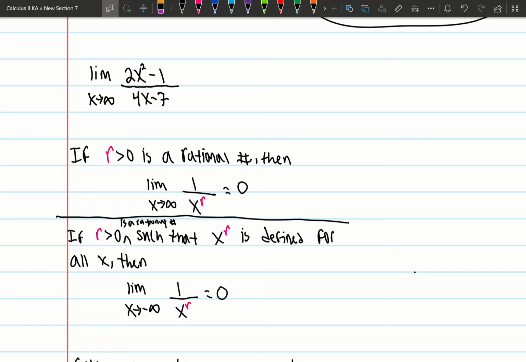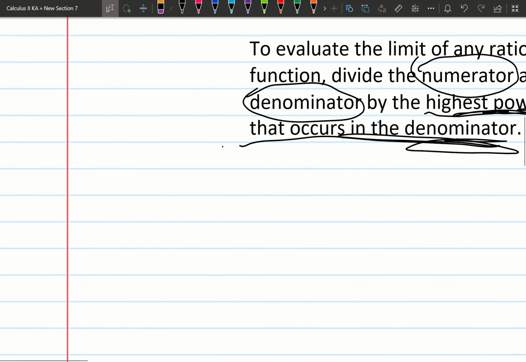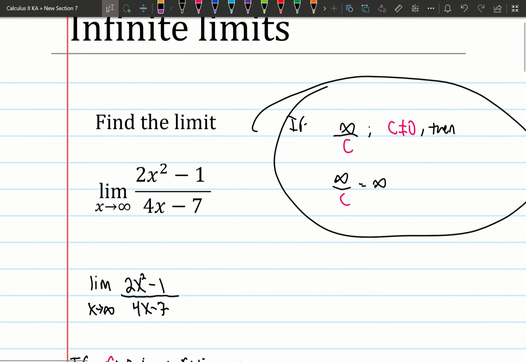And then it says if r is greater than 0 is a rational number such that x to the r is defined for all x, then the limit as x approaches negative infinity of 1 over x to the r is also equal to 0. So we're going to go ahead and do this problem.